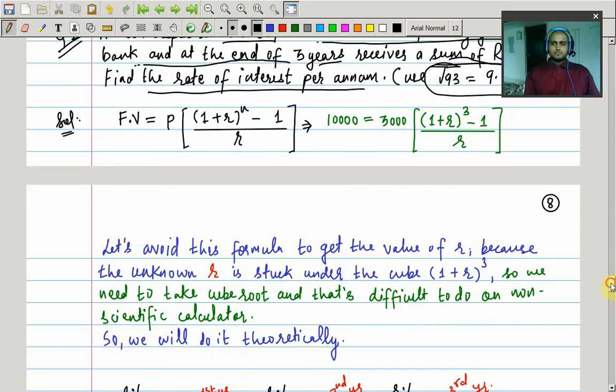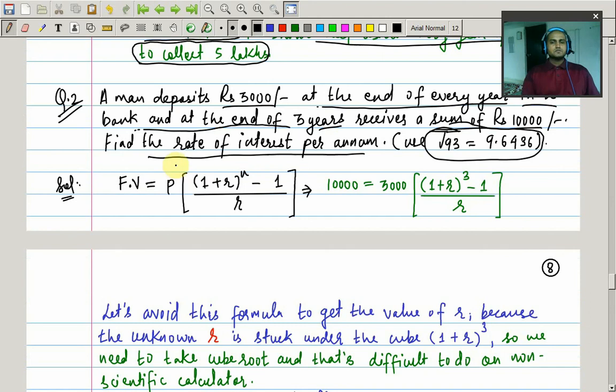So let's begin the solution. Obviously after 3 years he is receiving 10,000. So this is the question of future value, and this is the formula. Since everything is done at the end of the year, it's an ordinary annuity.